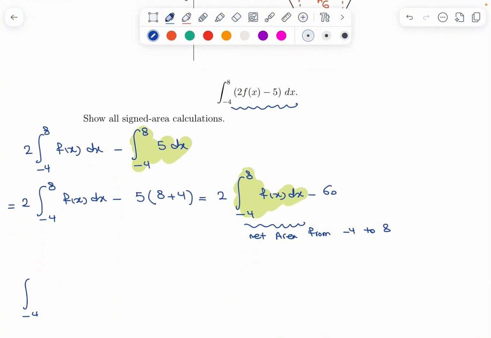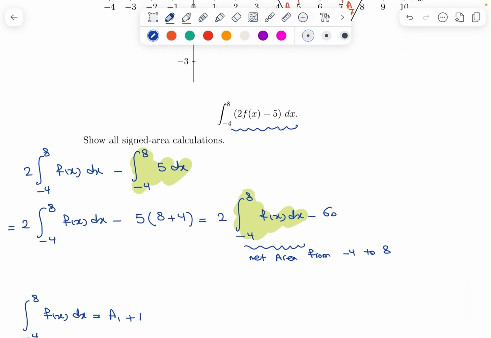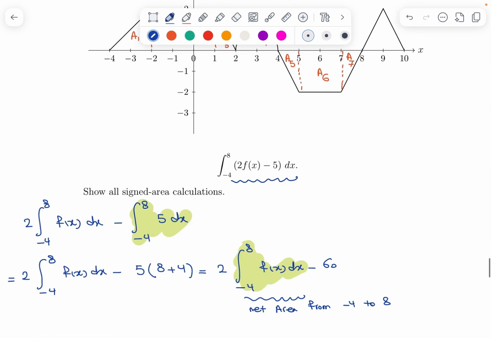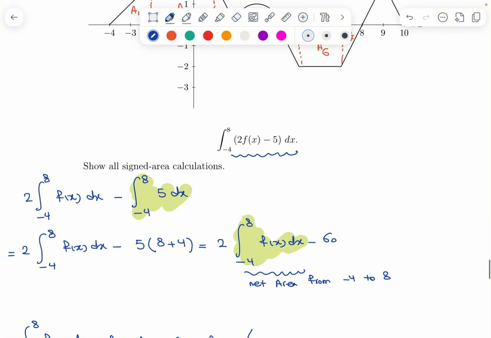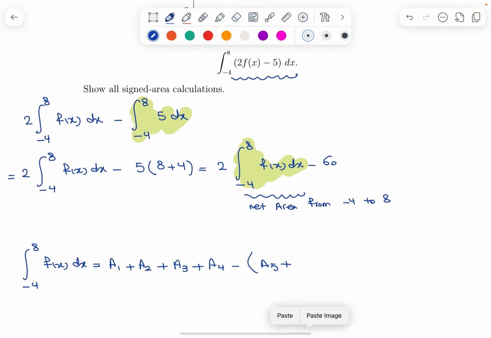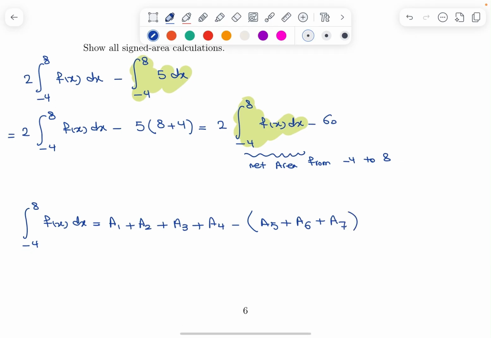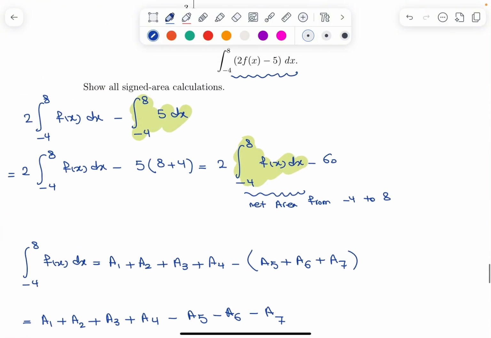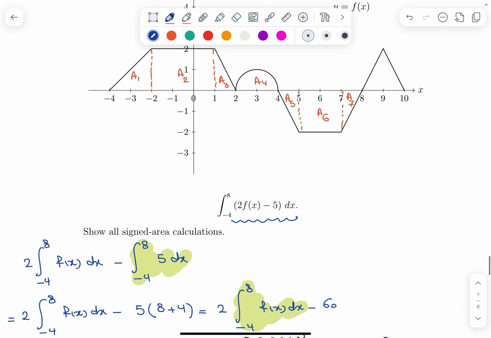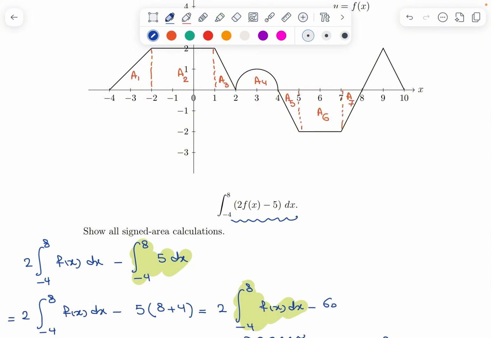So definite integral from negative 4 to 8 of f of x dx would be A1 plus A2 plus A3 plus A4 minus A5 plus A6 plus A7, which is A1 plus A2 plus A3 plus A4 minus A5 minus A6 minus A7. So we just need to find the area of the triangles, rectangle, and semicircle that we have.